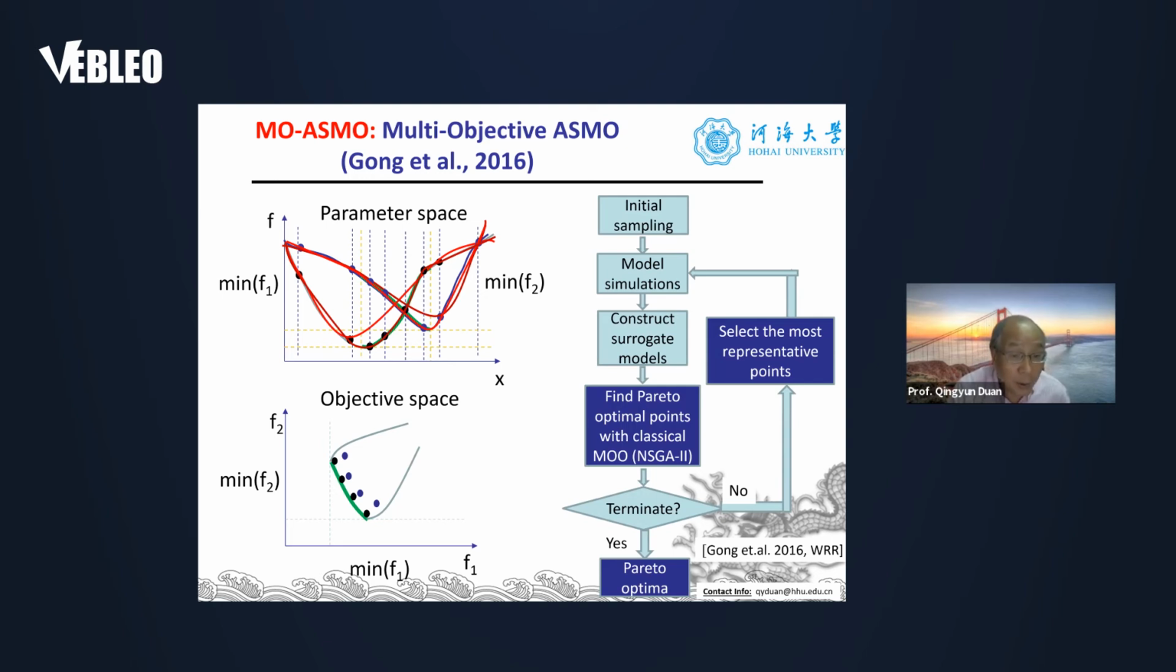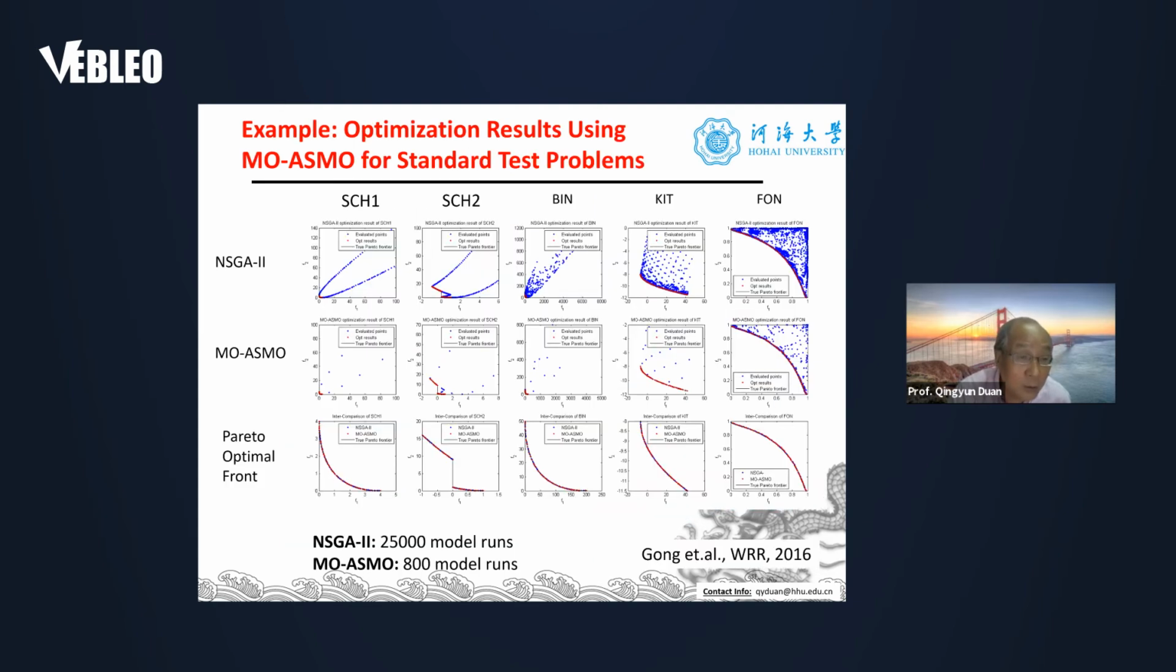So here again, you start with sampling and then construct the surrogate model, and maybe in the first iteration you get a solution like this, and then if you add more points, you get a solution like this. That's the illustration of this process, and we compare these two methods, NSGA-II and the MO-Azimuth methods.